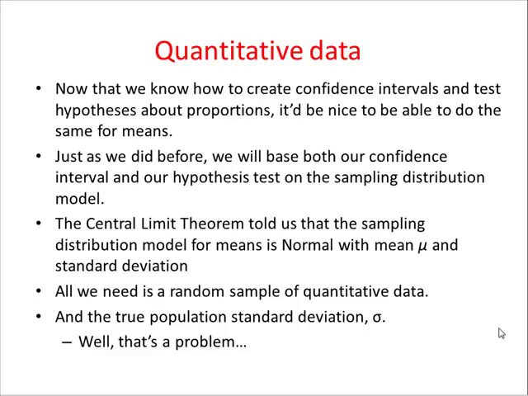The central limit theorem told us that the sampling distribution model for means is normal with a mean of mu and a standard deviation of sigma over the square root of n. All we need is a random sample of quantitative data and the true population standard deviation. And that's the problem.